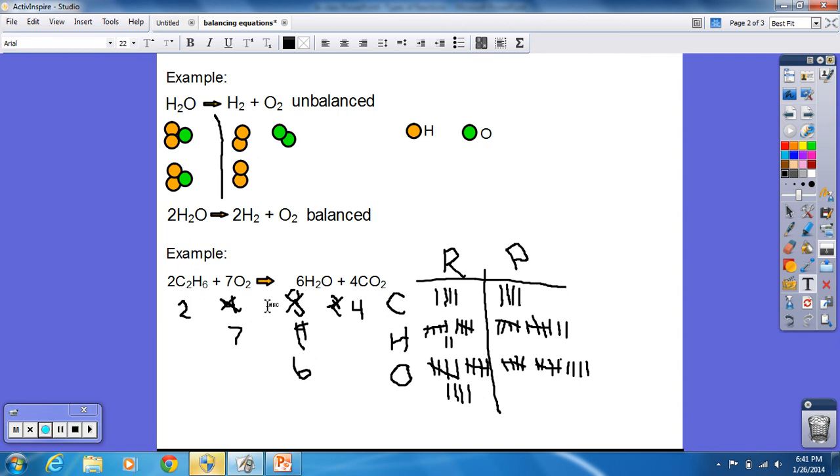So the number of moles doesn't stay the same. The number of compounds doesn't necessarily stay the same, but the number of atoms of each element should be the same, because that's what's going to drive the mass. The mass is simply 4 carbons in the reactants, and in the products it is 4 carbons, 12 hydrogens, 14 oxygens, regardless of how those are distributed.